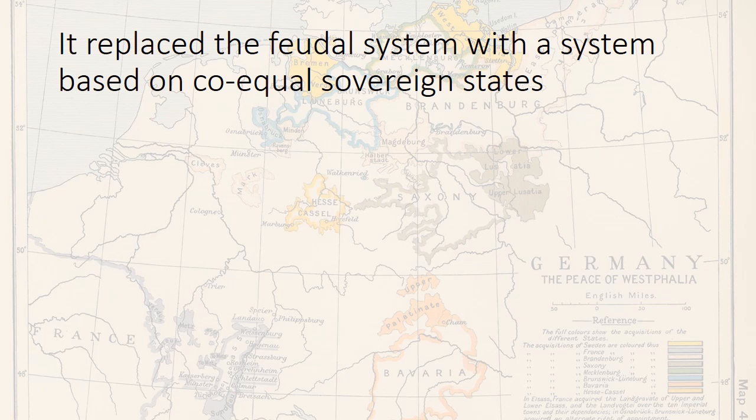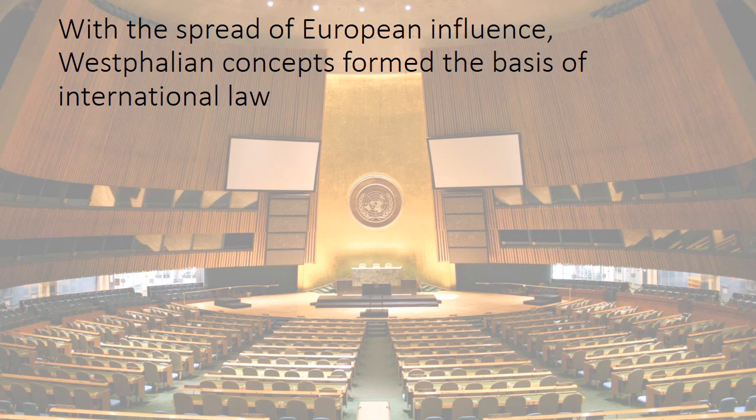The Peace of Westphalia also included prohibitions on interstate aggression, and a prejudice was established against interference in another nation's domestic affairs. So today's modern notion of what is a state and that all states are equal, which we can best see exemplified by the inclusion of every representative in the United Nations General Assembly, well, that all began with the Peace of Westphalia. And as European influence spread around the world, these Westphalian concepts of what is a state formed the basis for international law.